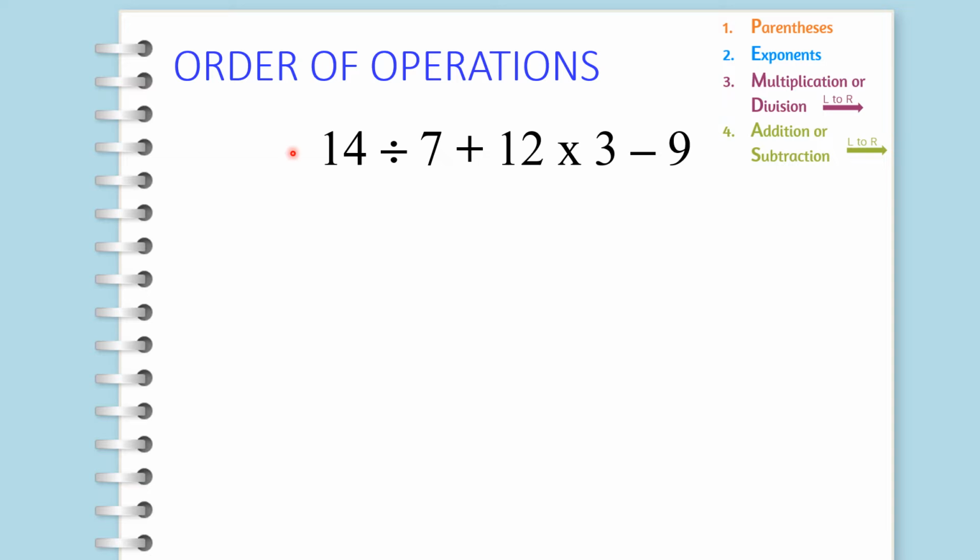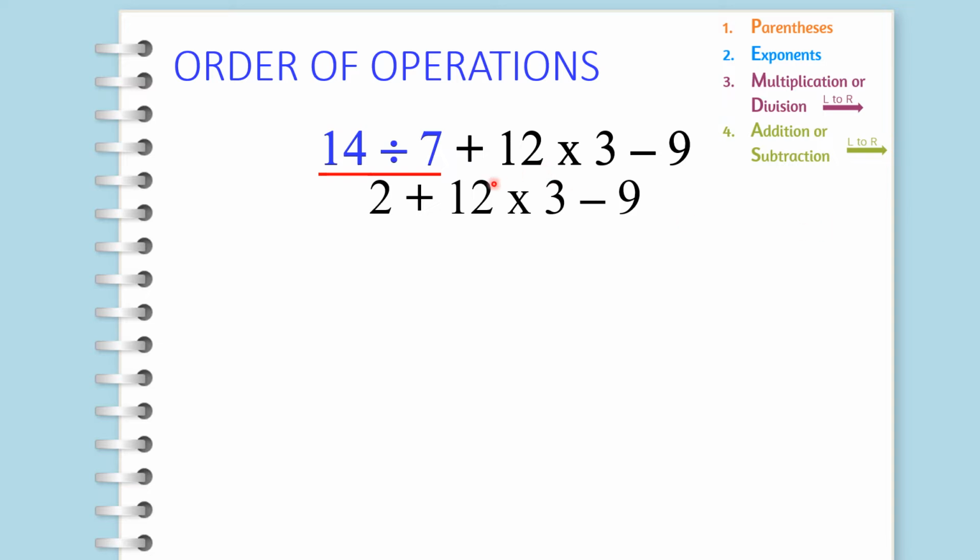So in this example, we are going to apply order of operations. We have division, addition, multiplication, and subtraction. First of all, parentheses, we do not have parentheses. Exponents, we also do not have exponents. Multiplication or division, the first one is from left. So 14 divided by 7, it's 2.